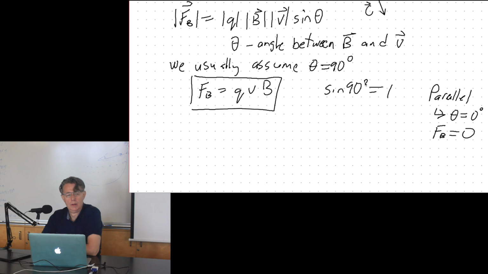And yeah, because of this direction, if you fire a charged particle into a magnetic field in the right direction, it'll travel in a circle. It'll travel in a circle because the force would always be perpendicular to the velocity. I can show you.